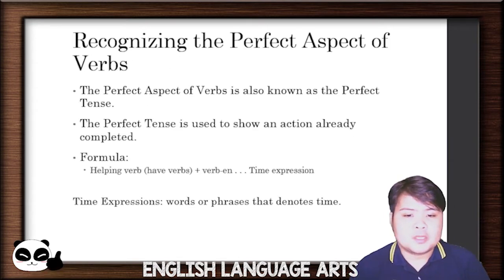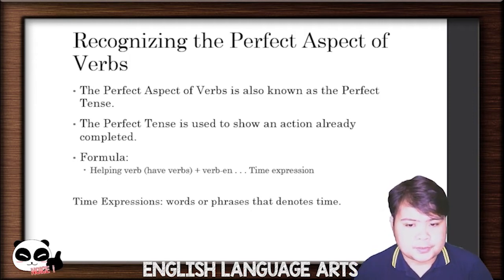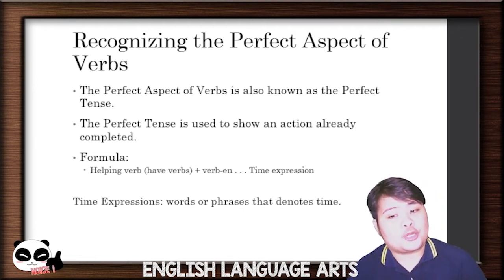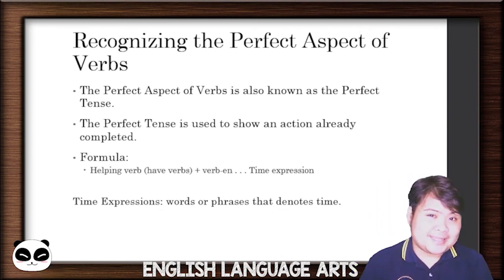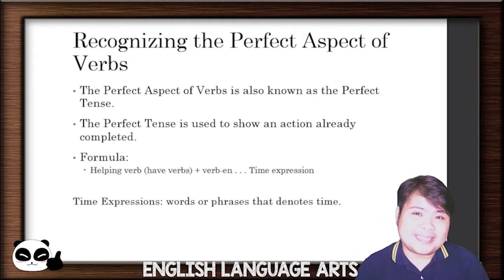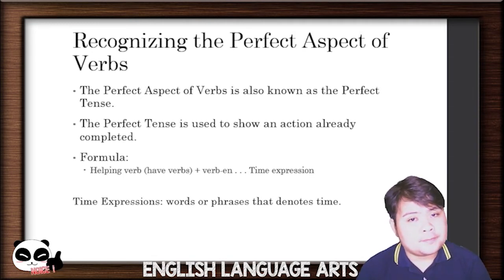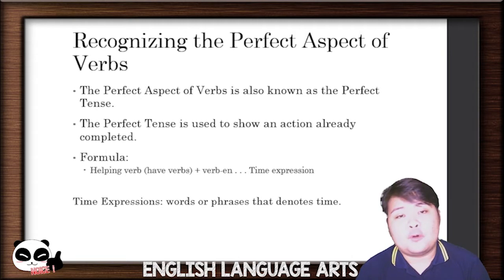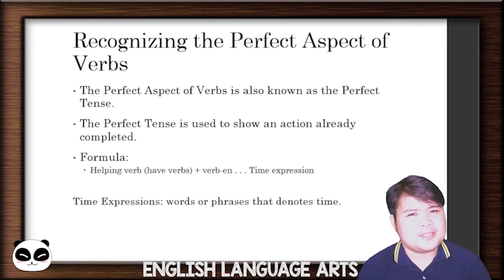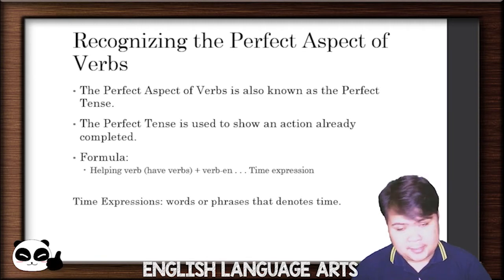Right? So let's understand first what the perfect tense is. Basically, that's the perfect aspect of verbs, the perfect tense, right? This is to show an action already completed, a completed action already. Now, the very basic formula is that you would need a helping verb, specifically the have verb, plus a verb in en form. Okay. And then we follow it up with a time expression. When you say time expression, these are words or phrases that denote time. We'll see more of these in a bit.